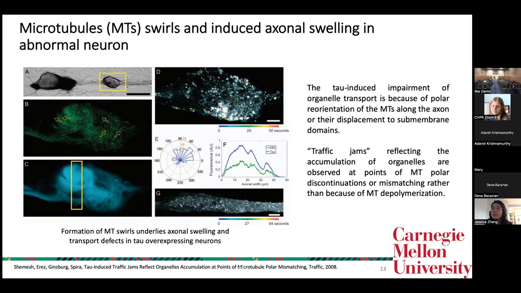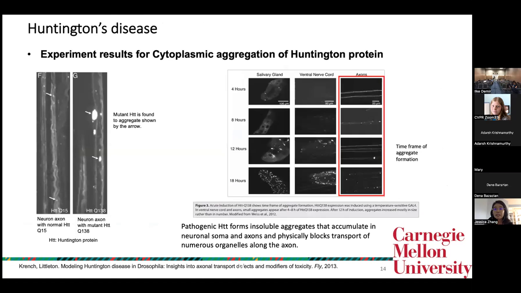This is mainly because of the polar reorientation of the microtubules along the axon, or their displacement to some memory domains. So this introduced traffic jams, which reflect the accumulation of organelles, and those accumulations are generally observed at the point of the microtubule polar discontinuation or mismatching. So that is the phenomenon people observed in the experiments.